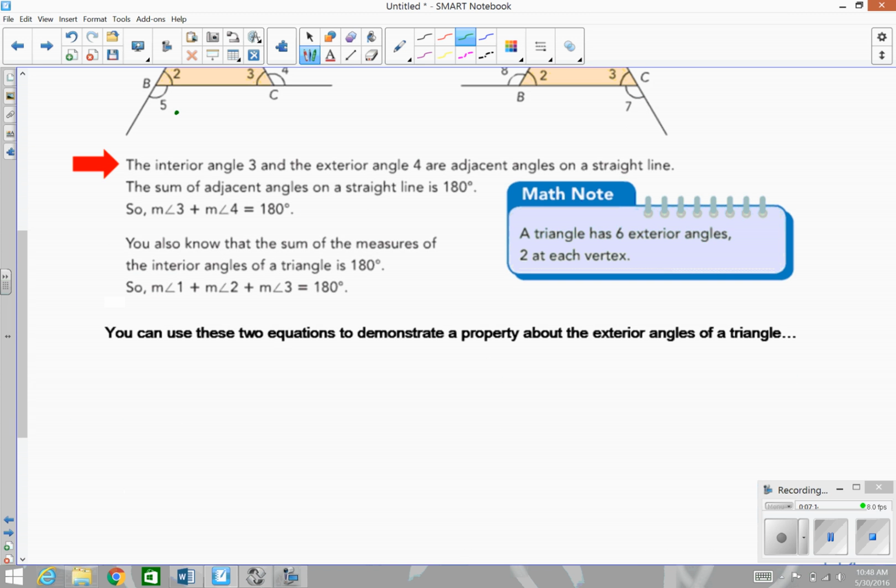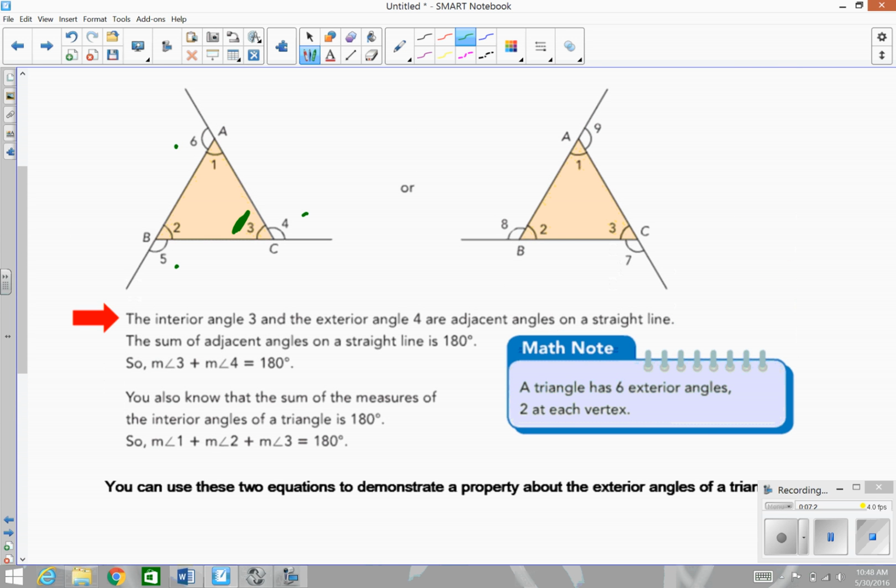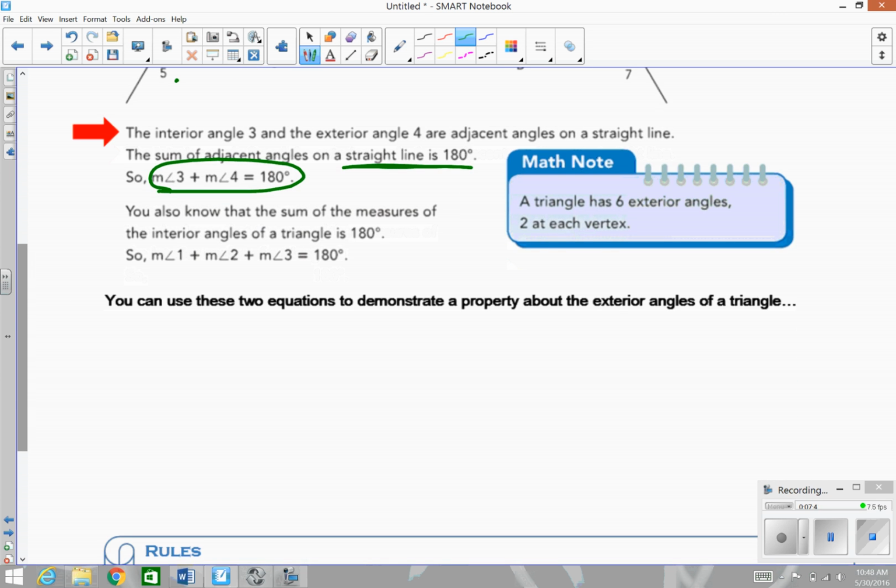Now here's where our rule and our properties come from. So if you look in here, it says the interior angle 3, this here, and exterior angle 4 are adjacent angles on a straight line. And what do we know about angles on a straight line? You know it, they add up to 180. So we can say that the measure of angle 3 plus the measure of angle 4 equals 180 degrees. I'm going to jot that down here. Measure of angle 3 plus measure of angle 4 equals 180.